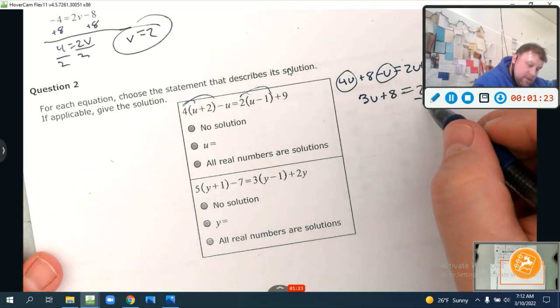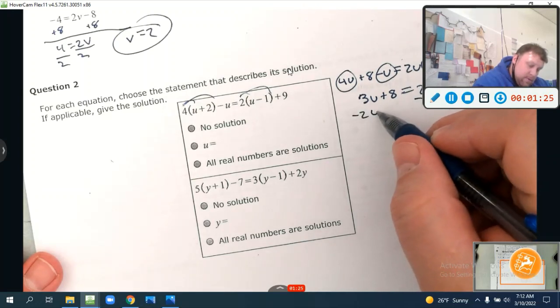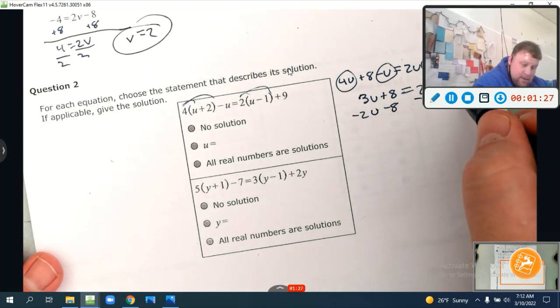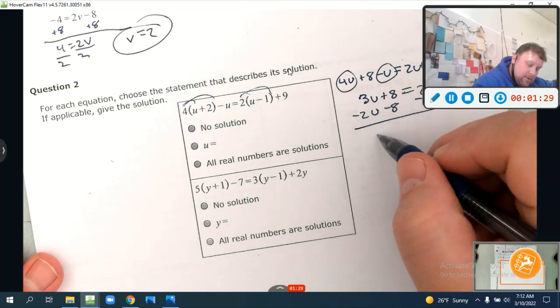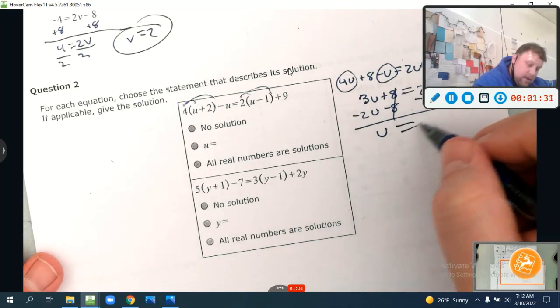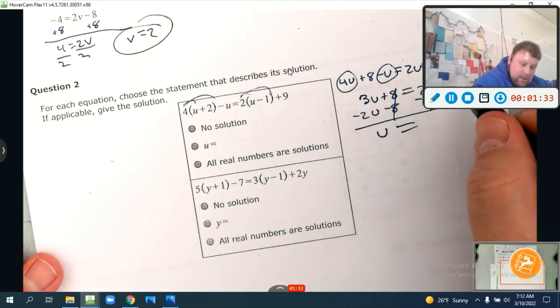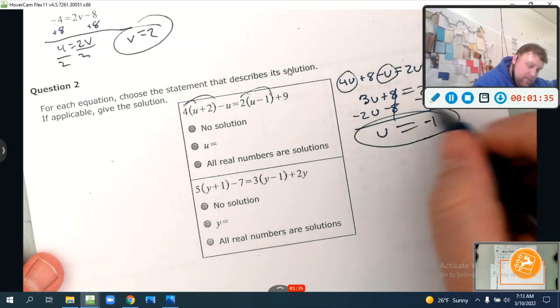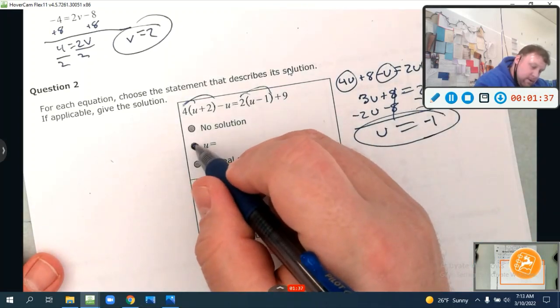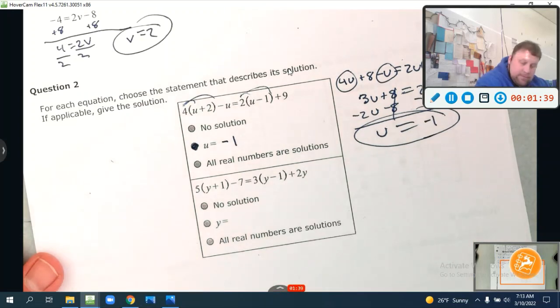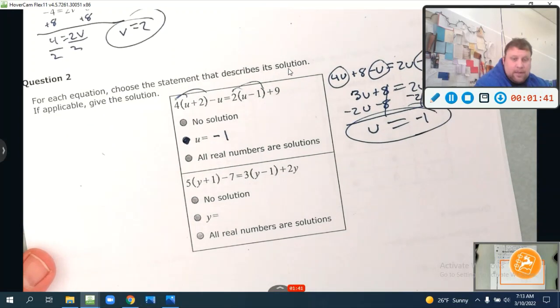Okay, so let's minus the u's, minus 2u, which means I'm going to minus 8. 3u minus 2u is u equals 7 minus 8 is negative 1. Boom. U equals negative 1. Look at that.